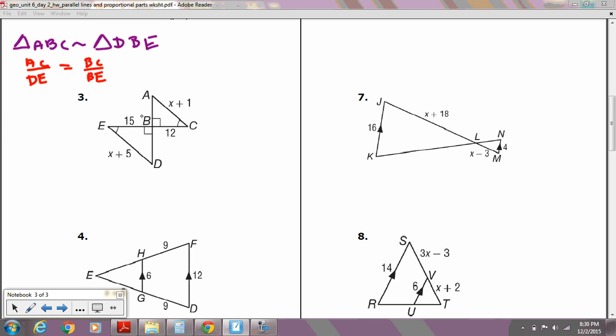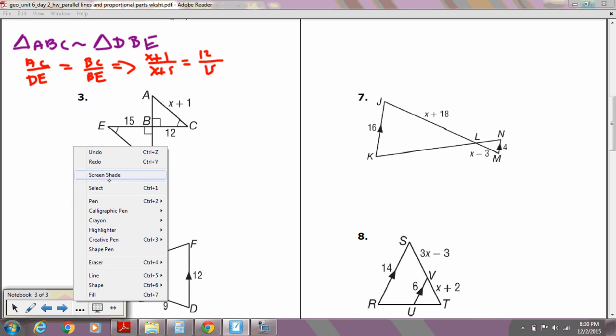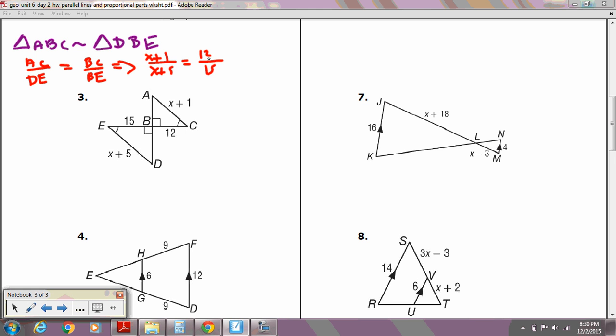Okay, because those are the 4 given sides that I have or that are shown. So now let's substitute their values. AC is x plus 1. DE is x plus 5. And it's equal to BC, which is 12, over BE, which is 15. Now we can cross multiply. 15 times x plus 1. Set it equal to 12 times x plus 5.